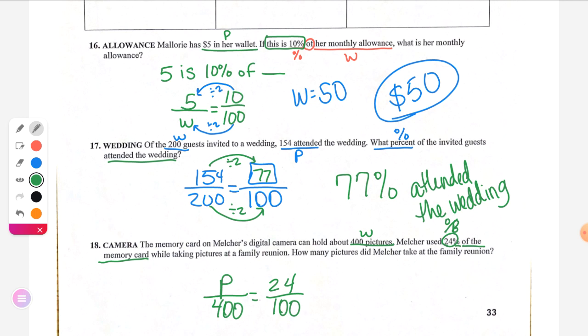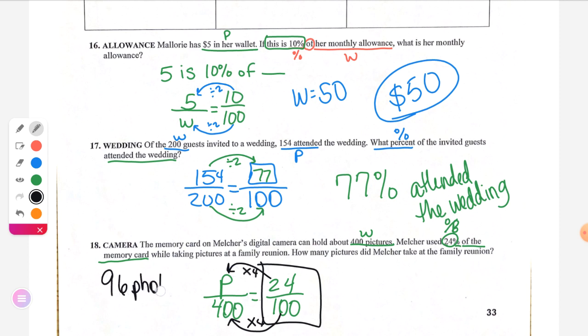Which side do we look at? Not the big one, 400. Bryce, which side do we look at? The side that's filled in? The side that is completely filled in. Nate, which side is completely filled in? The right side. So that means we're starting here and going the other direction. How do we get from 100 to 400? Times 4. So then on top, times 4. So 96 photos.